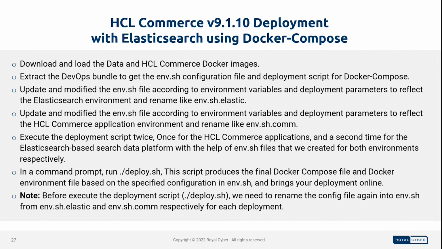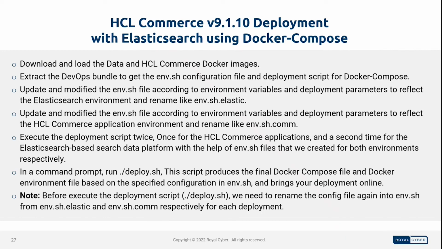Due to the high resource requirement for the Elasticsearch based search solution, it has been separated into its own separate deployment. These features of the Aura Docker deployment process allow you to manage your compute resources and to account for performance requirements or resource limitations by allowing for multiple machines or virtual machines to host different parts of the Aura deployments. Because of this separation, if we are deploying HCL Commerce with the Elasticsearch based search solution, then we may need to update and modify the env.sh file two times.